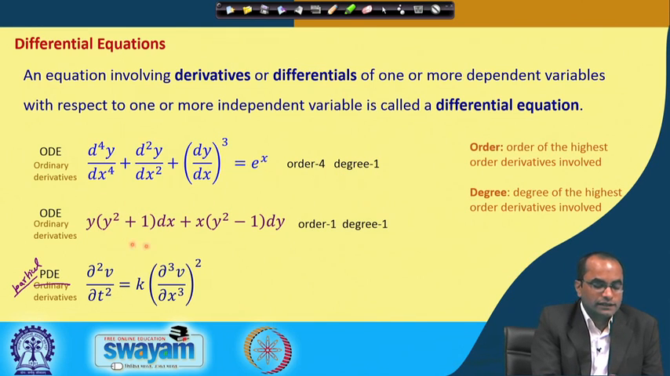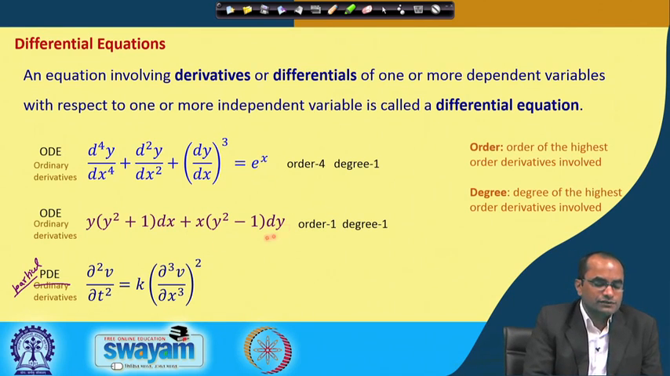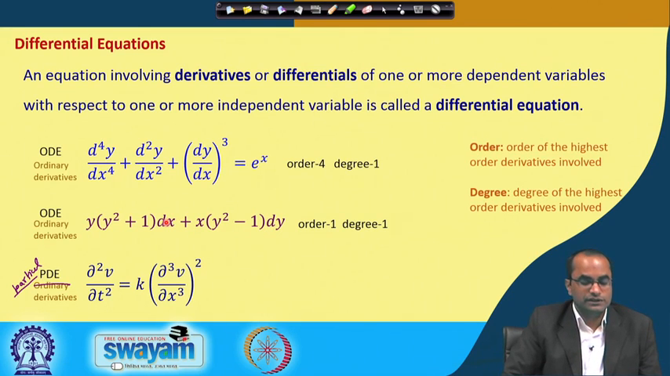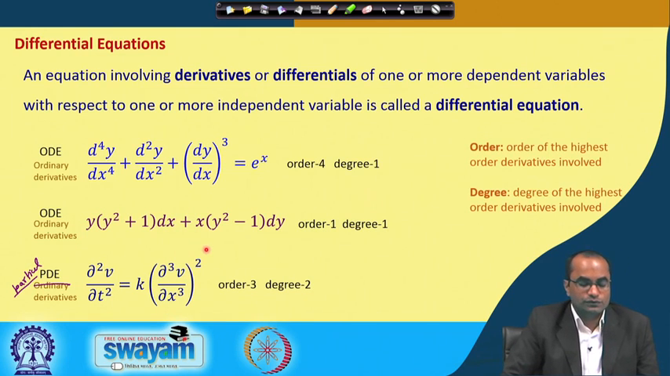In this equation, again the order is 1 because the highest order is the first order, like the dy dx term present here, nothing else, and the degree is also 1. And in this case the order is 3 because third order derivative terms are there, and the degree is 2 because the highest order derivative appears in degree 2. So, the degree of this differential equation is 2 and the order is 3.